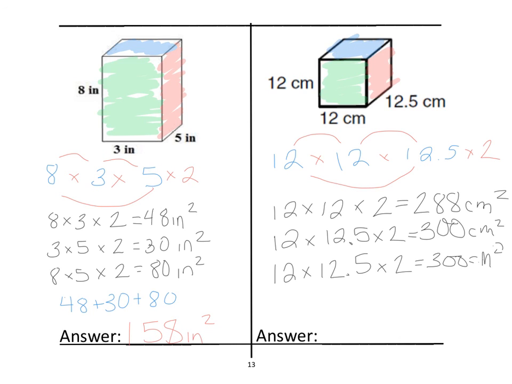Now, if you don't want to multiply by 2 and you wanted to just put 12 times 12.5 times 4, totally okay to do. You don't have to list both of them, as long as you can count that it counts for the 6 faces. So now we have to add up 288 plus 300 plus 300, or 288 plus the 600 when you multiply 12 by 12.5 by 4. Either way, we get a total of 888 centimeters squared.